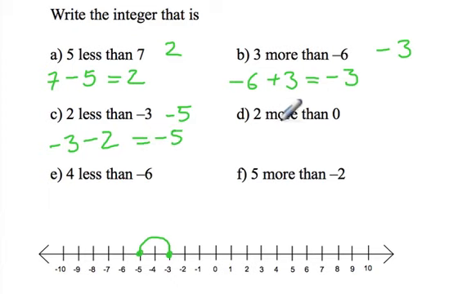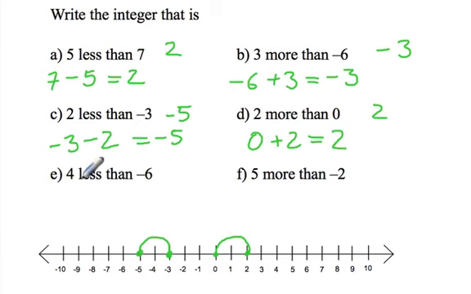Question D, we want 2 more than a 0. So if here is 0, we want 2 more. So that's a 2. Or in other words, 2 more than a 0 equals 2.